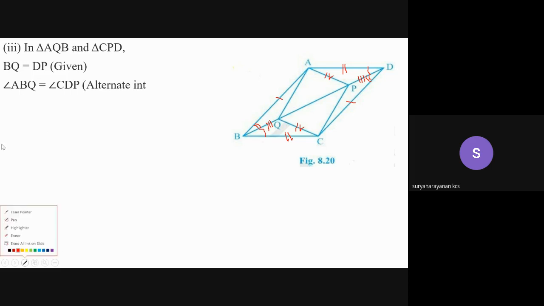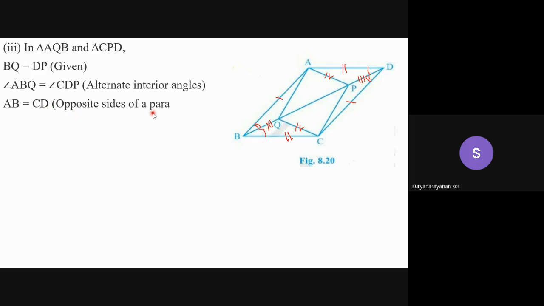So let us write these parts here. BQ is equal to DP, it is already given. We compared angle ABQ is equal to angle CDP, alternate interior angles. Next, AB is equal to CD because they are opposite sides of the parallelogram.